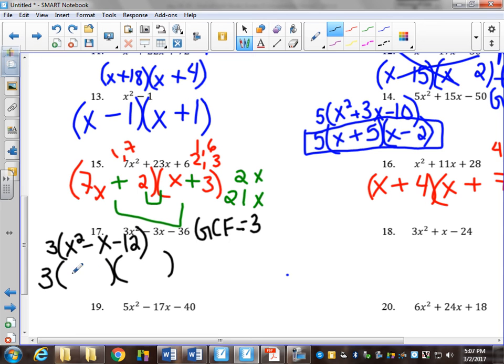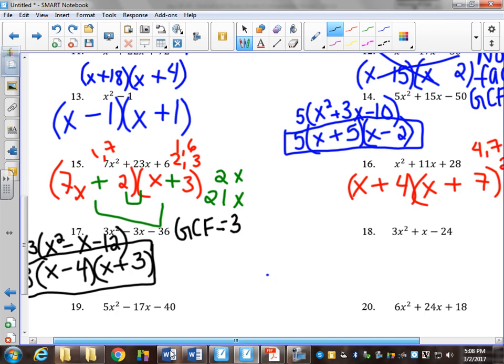Two numbers that multiply to negative 12 and add to negative 1: 3 and 4. The 4 would have to be negative, because negative 4 plus 3 is negative 1. Negative 4 times 3 is negative 12. That works out.